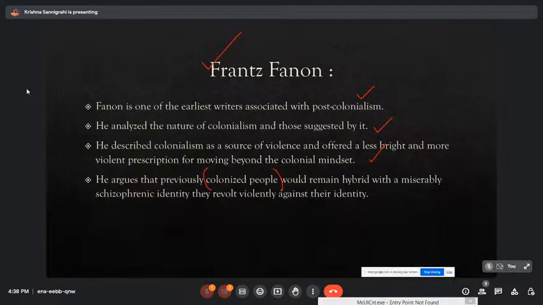Who are the colonized people? Who are the inhabitants of the colony, which has been colonized by the people in power, and how their minds and their attitude, their way of being, is resulting in their having a hybrid identity.